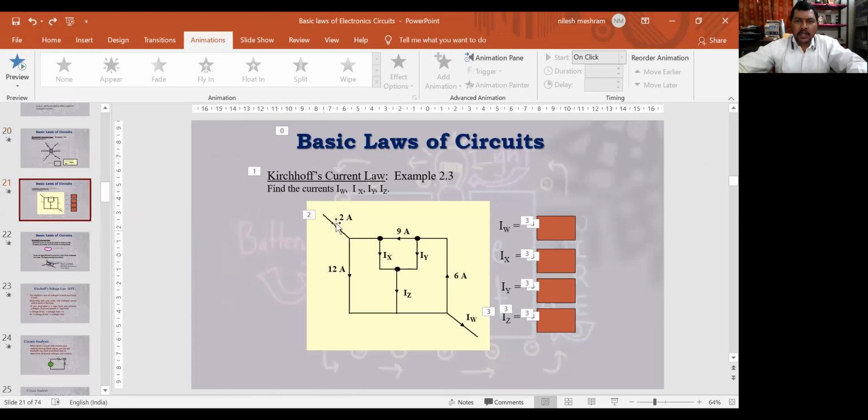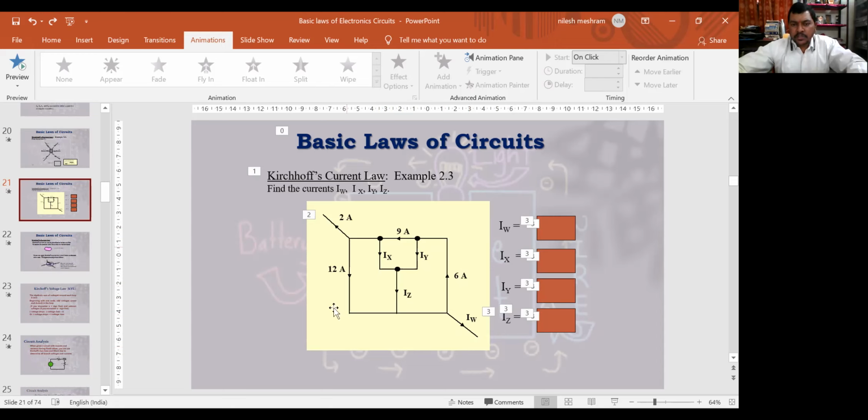Yeah. So this is another example of that. This is a circuit in which there are currents flowing through, and we need to calculate the currents IW, IX, IY, and IZ. So yes, I guess it is visible to you. These are the currents over here, and we need to calculate Ix, Iy, and Iz. So what would be the Iw, which is supposed to leave from here?